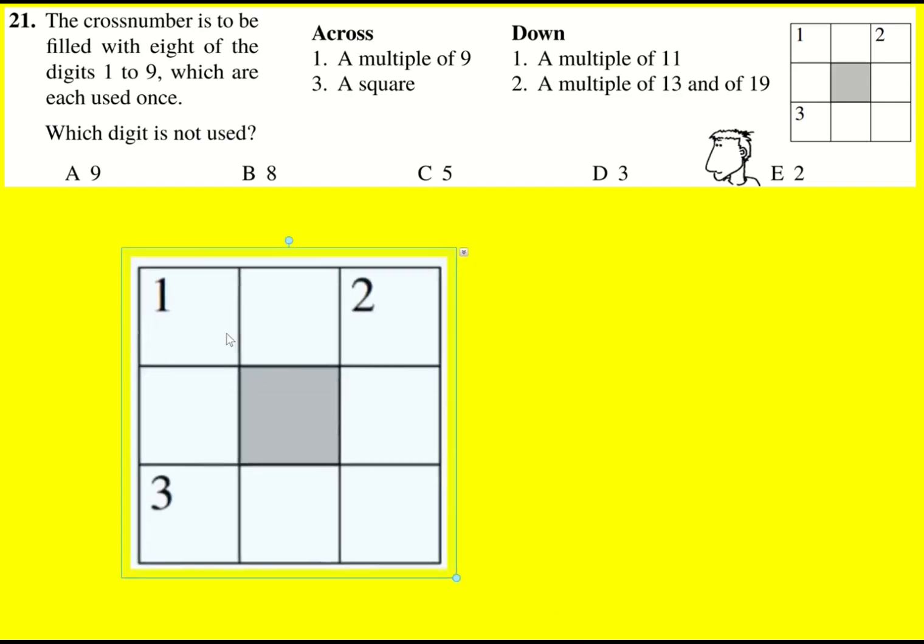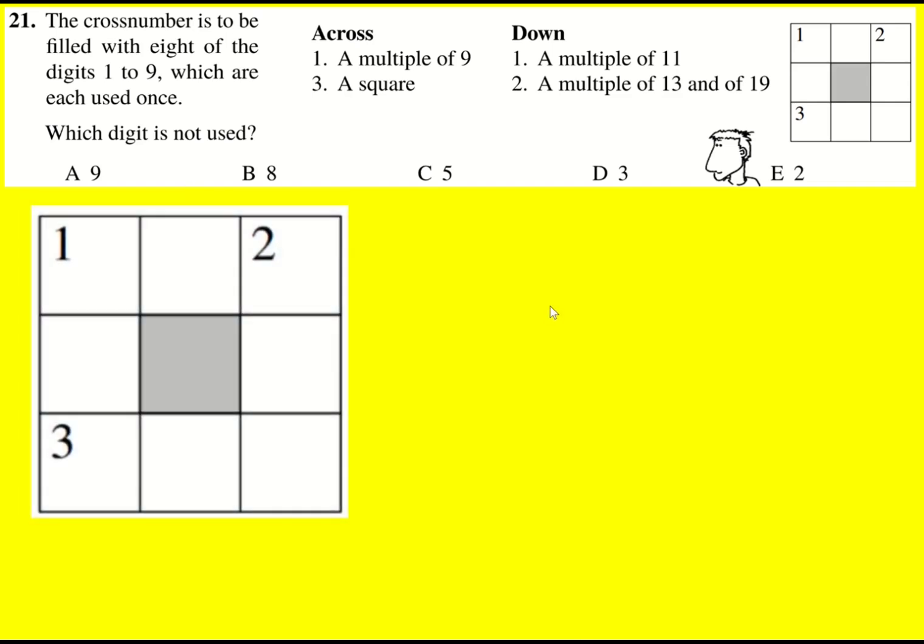A nice cross number here. Some very vague clues on the whole. However, there's a big clue, which is that we have to use 8 of the digits 1 to 9. So what that means is that we're not going to repeat any digits, and so we can look out for that as we go.